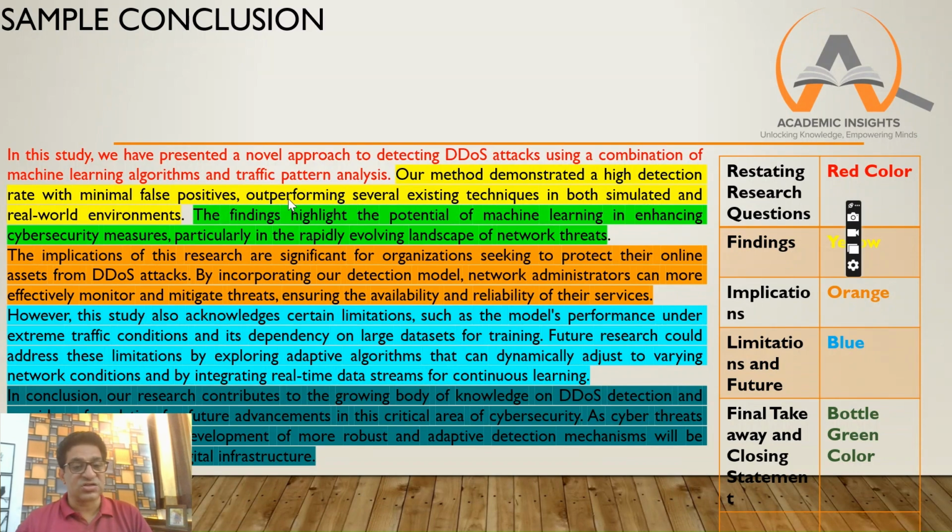And the final takeaway is a 2 sentence line. In conclusion, our research contributes to the growing body of knowledge of DDoS detection and provides a foundation for future advancements in the critical area of cybersecurity. So this is how you are going to close your conclusion, by writing 1 or 2 sentences here. So this is a sentence segmentation approach. This is how you can write a conclusion in a very effective and very efficient manner.